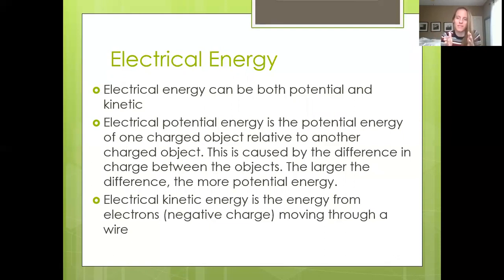This is essentially what we have in a battery. So if you just have a battery sitting there, you have a positive end and a negative end. That difference in charge between the positive end and the negative end is electrical potential energy.